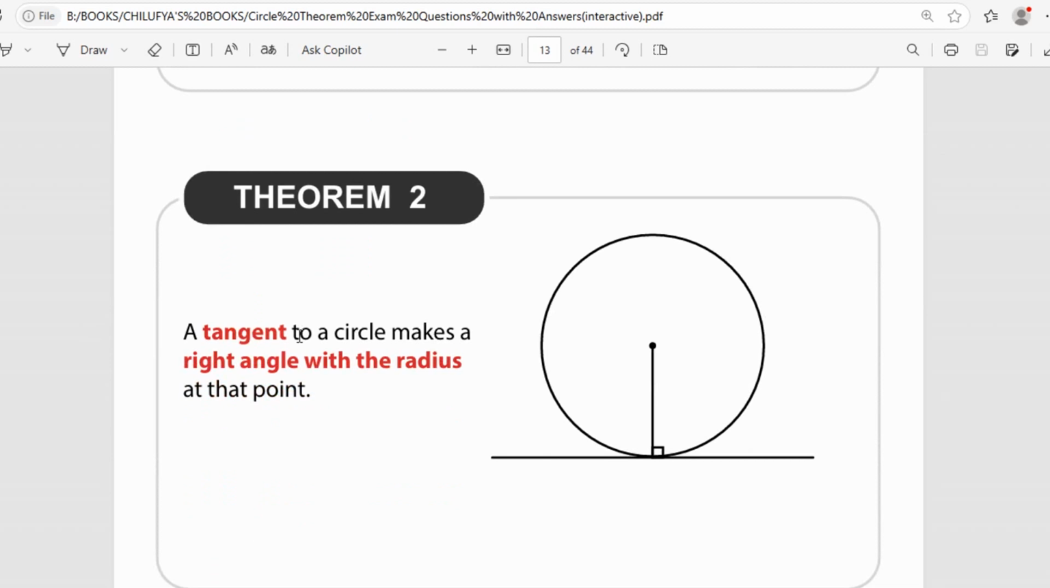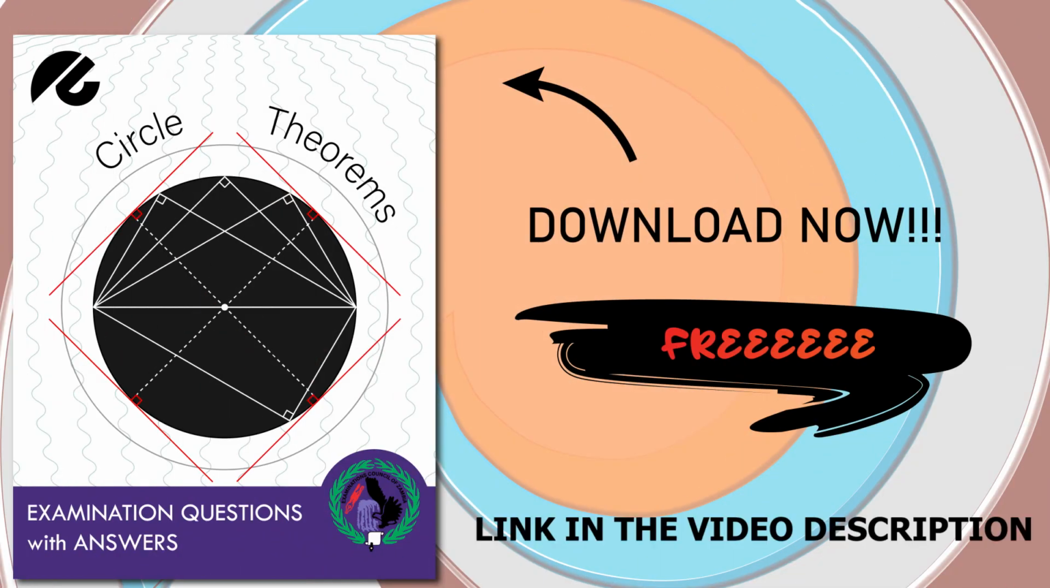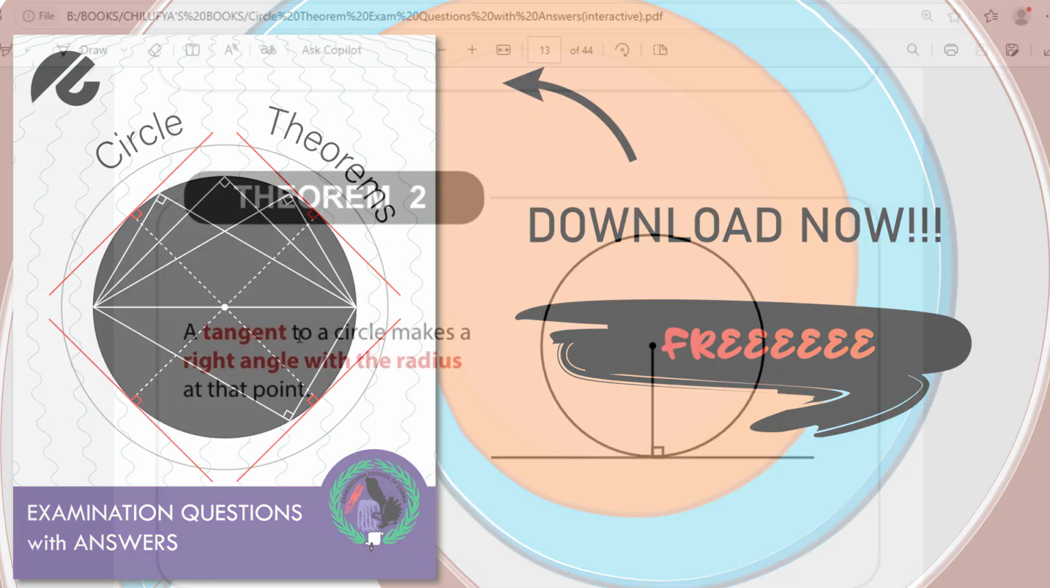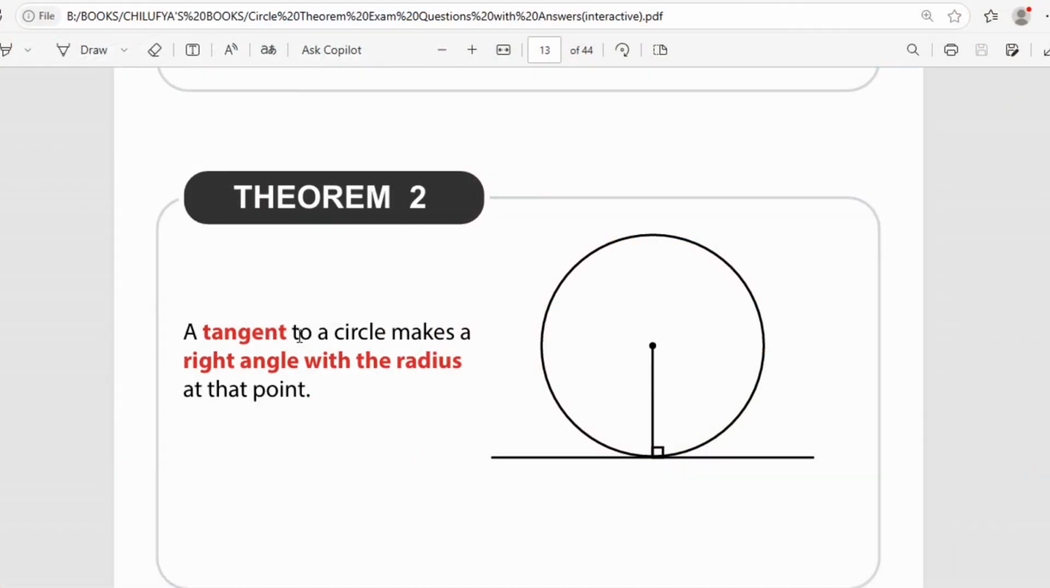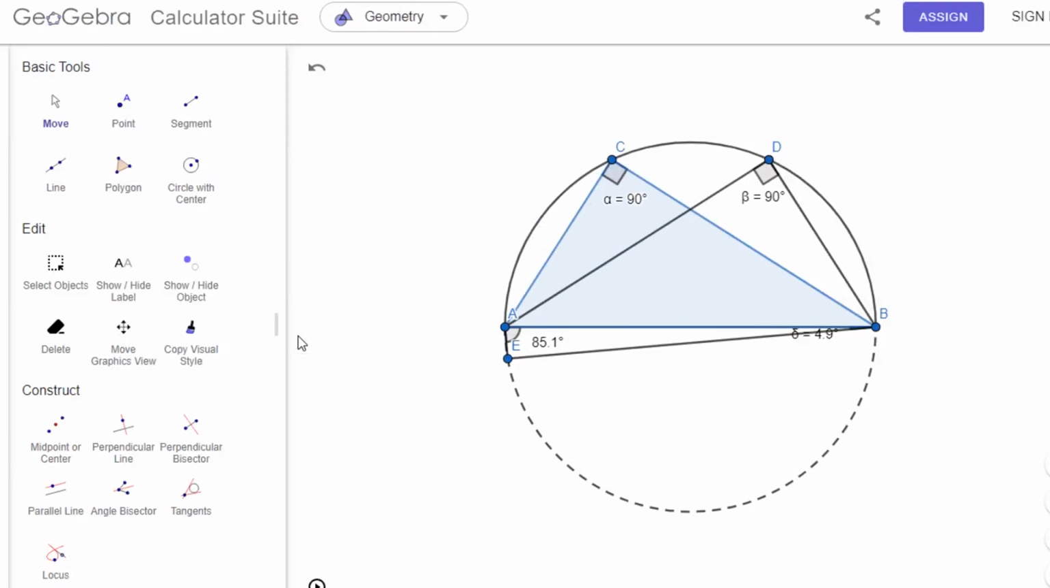So for this lesson, we are going to talk about this theorem, which involves the tangent and the radius. We are going to find out a special property that happens when a tangent and a radius meet. So let us jump right into our beloved app.